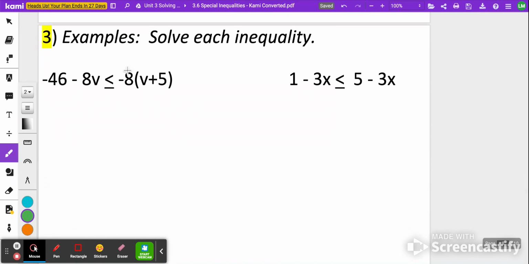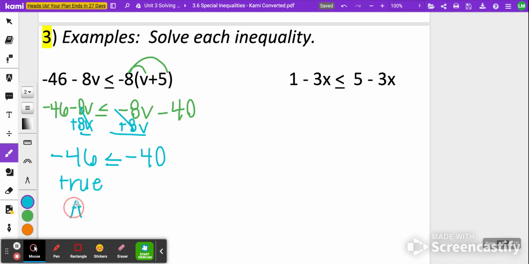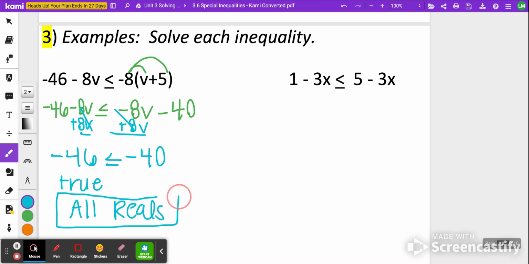So let's see what happens here. On this one, I'm distributing first. So I have -8 times v and -8 times 5. Bring down my inequality symbol and keep going. I'm going to have to add 8v to both sides to bring them together. But when I do that, they both cancel out. So now all that's left is -46 is less than or equal to -40. This one is a true statement. So we would say all reals or all real numbers for this one.